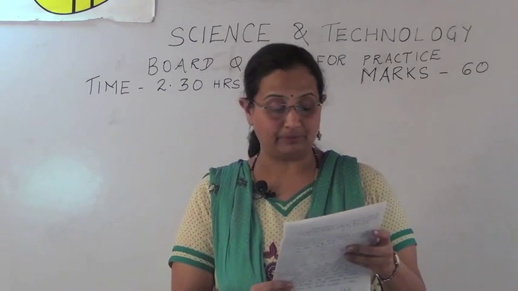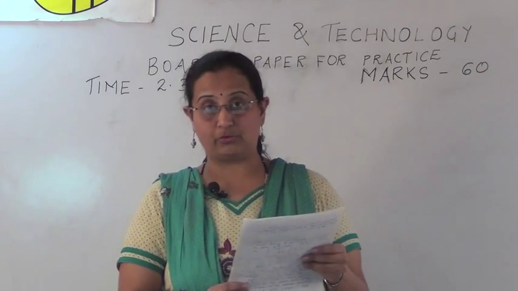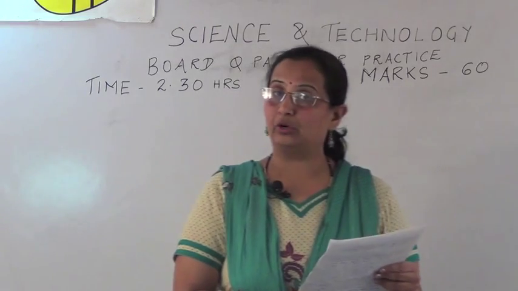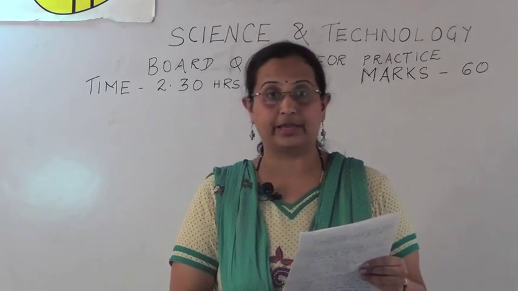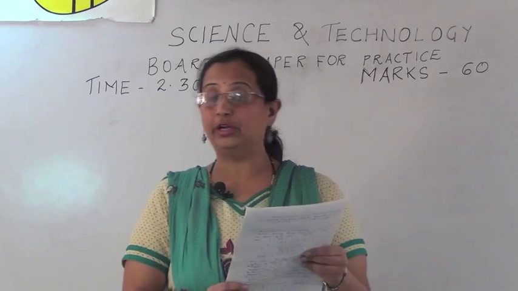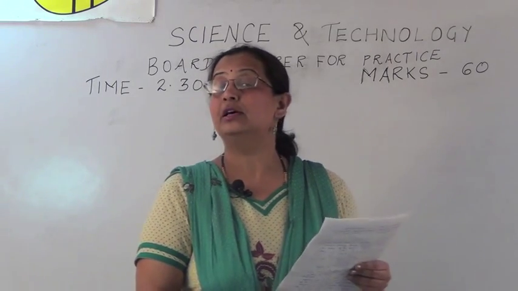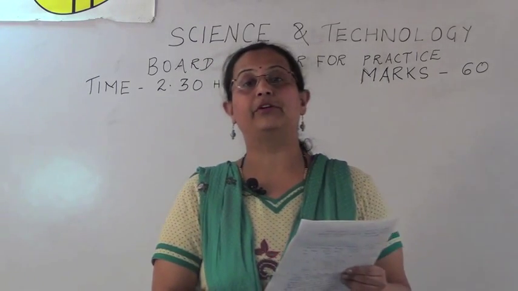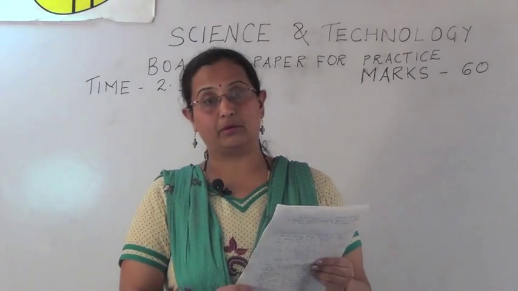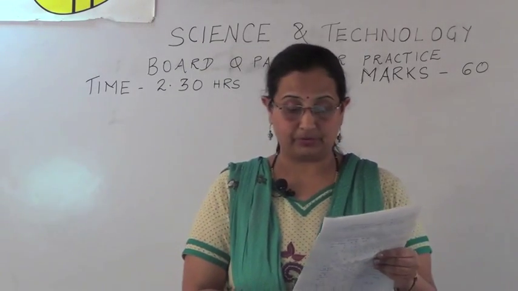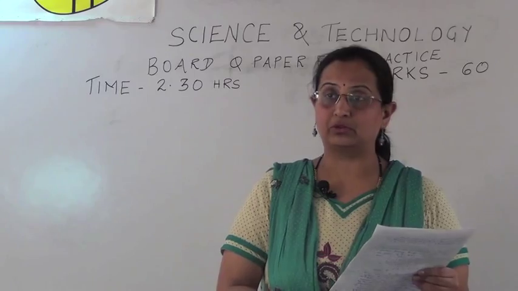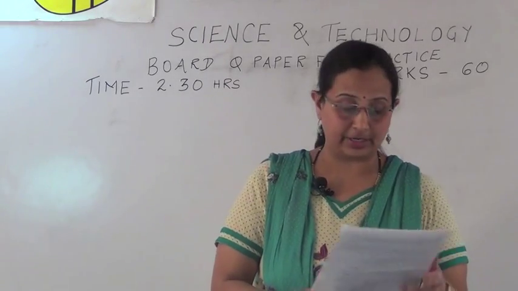This carries 1 mark. If the incident ray passes through the focus, then the reflected ray will be parallel to the principal axis. This point again carries 1 mark. And the last point, if the incident ray passes through the center of curvature, then the reflected ray will go back in the backward direction. This point again carries 1 mark. So here you have 3 points, 1 mark each.